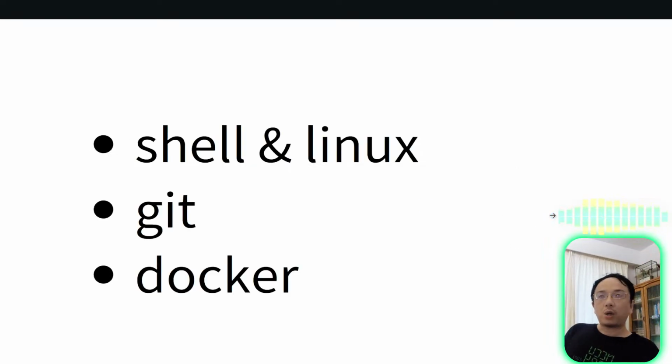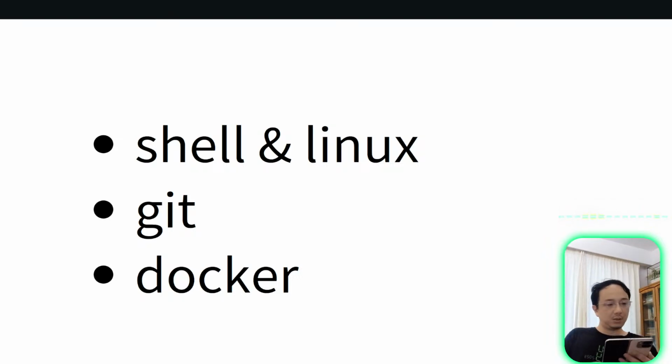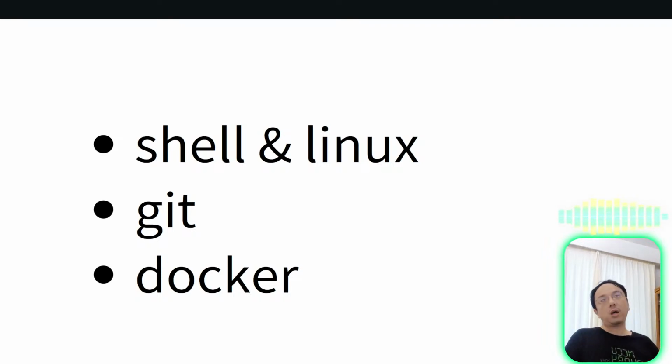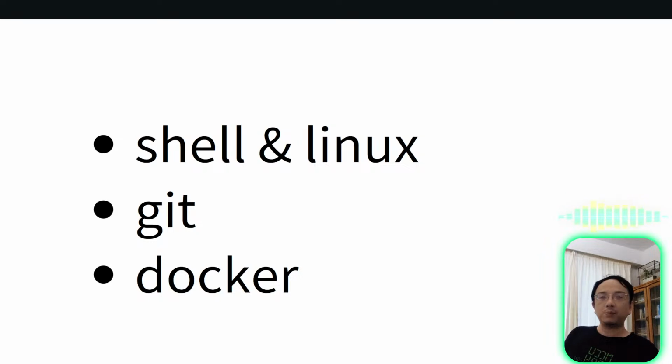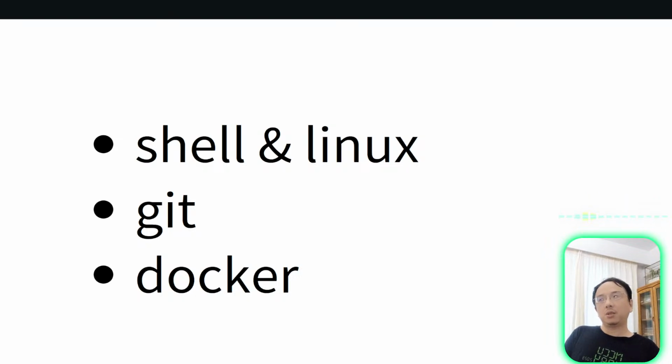So in this class, we are going to talk about shell script and Linux. That is the topic of the first week. In the second week, we are going to talk about Git, which is a popular tool for version controlling. For the third week, we are going to talk about Docker and more advanced remote tools in command line, such as SSH and maybe Tmux and other tools that I think are going to be useful.